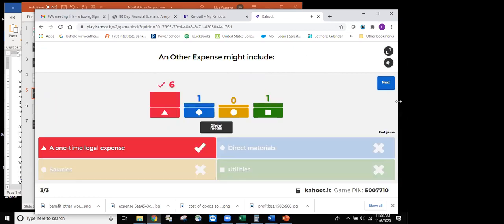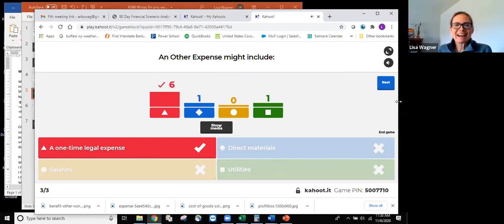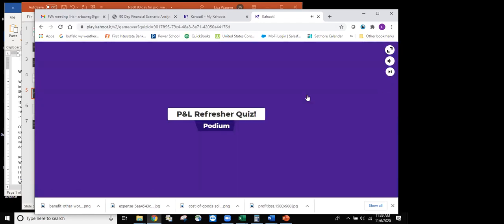Yeah, we got one. Hey, everybody got in that time. By the third time was the charm. Almost all of you got it right. 6 out of 8. That's pretty darn good. I know it goes pretty fast. So, okay. Another expense might include a one-time legal expense. Expenses like direct materials, utilities, and salaries are ongoing operating expenses.